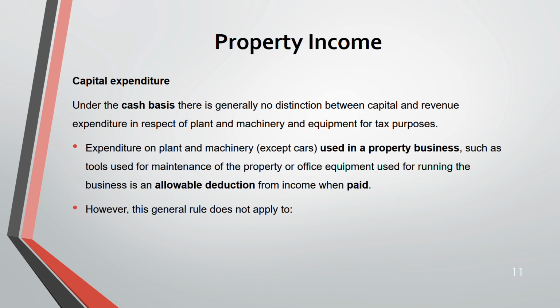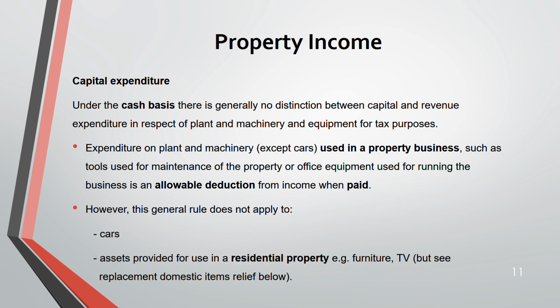But this general rule does not apply to cars and assets provided for use in residential property, like furniture and TV. Why? Because for that we have a separate relief known as replacement domestic item relief. When you want to replace items used in the residential property, like your carpet, furniture or TV, you are going to get a relief. But it's only for residential property. That's why you can't deduct these expenses from residential property. But expenditure on plant and machinery you can deduct, except for cars and residential property, where the general rule will not apply.